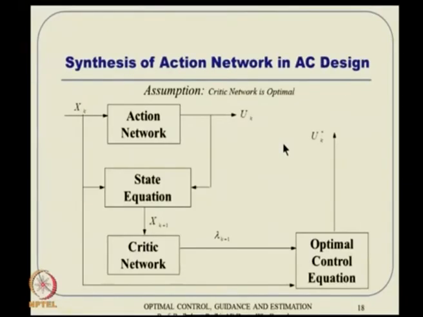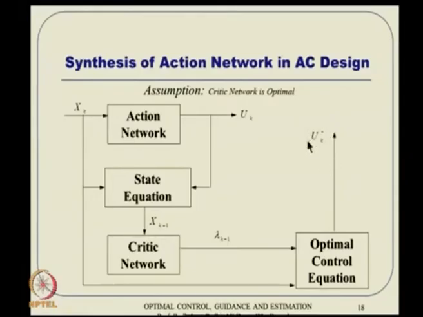Okay. Now, how do you do this synthesis? We came up with this structure. We assume that while the X1 network is training, the critic network is optimal, and vice versa. So, while the X1 network is training, we randomly select xk and pass it through the X1 network. That way you get uk. Utilizing xk and uk in the state equation, we get xk plus 1. Utilizing that in the critic network, which is assumed to be optimal, we get lambda k plus 1. And again, utilizing this xk and lambda k plus 1, you get the desired uk star.